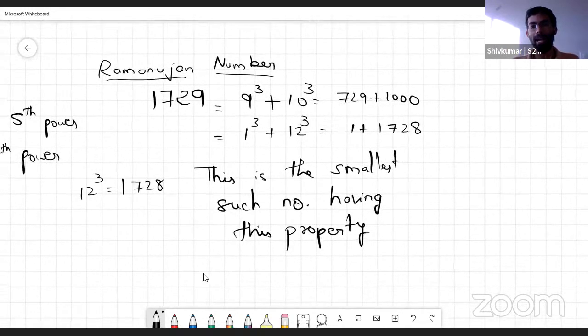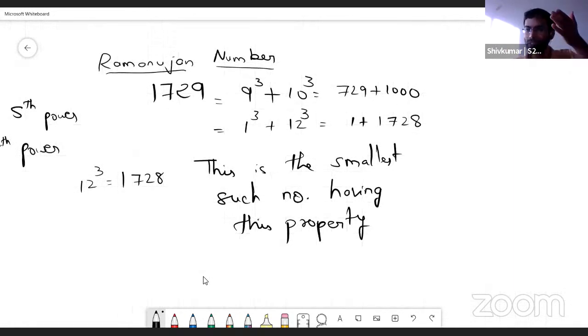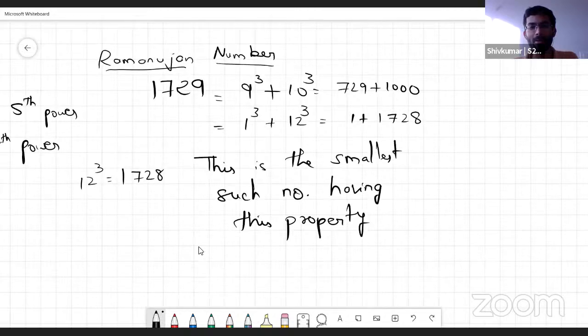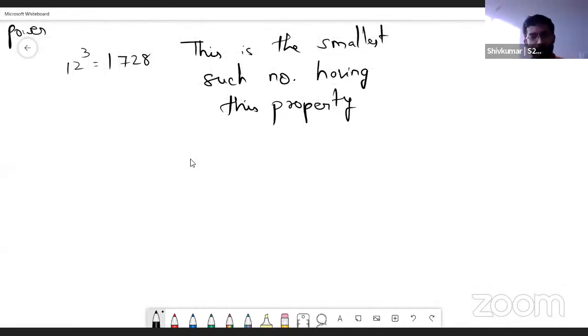Now, before going to cubes, let us come one step down and look at Ramanujan numbers of second power. What do you mean by Ramanujan number of second power? Let me just write it.